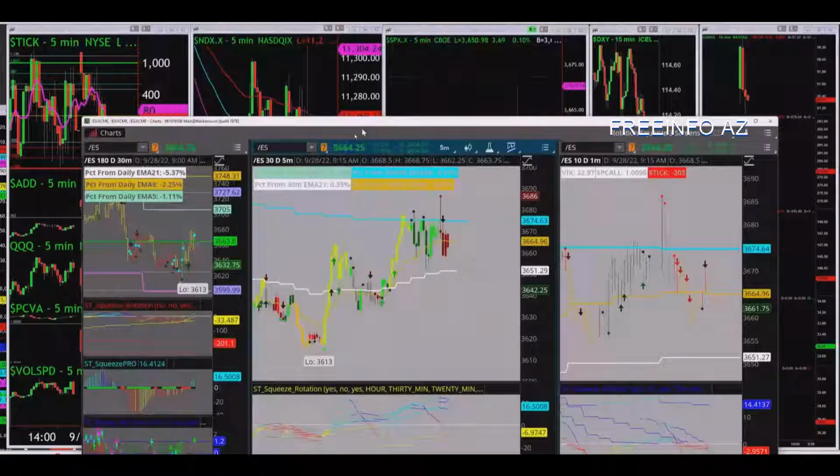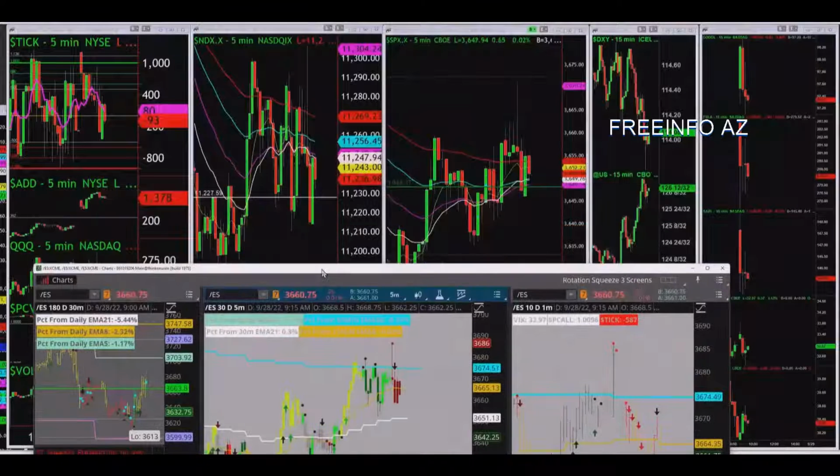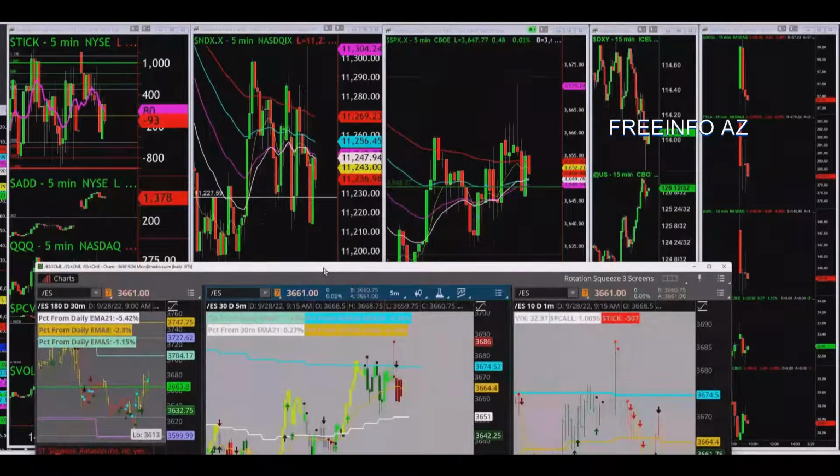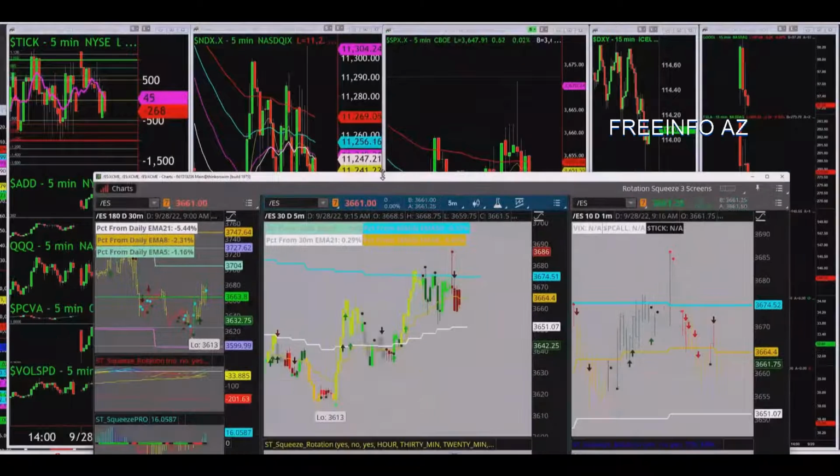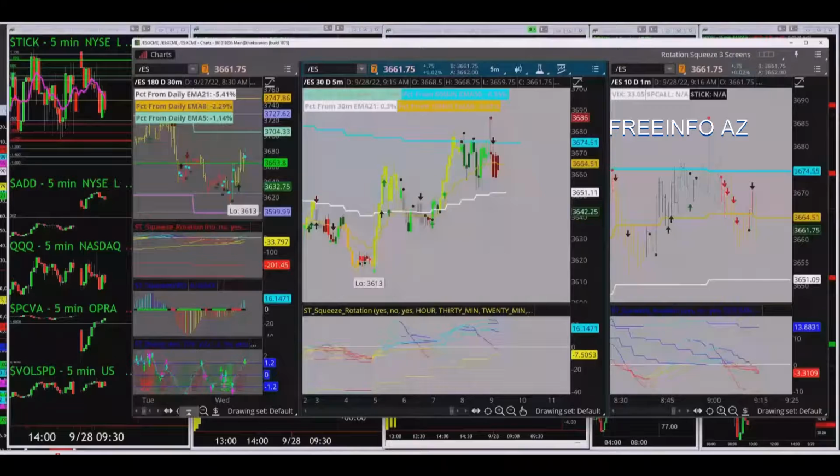All right, let me see what the dollar's doing here. It's kind of the big yawn this morning so far. Yeah, it's a little bit of hurry up and wait here.